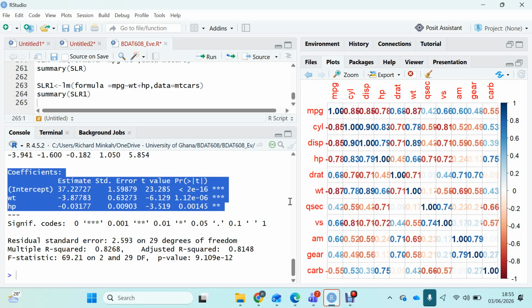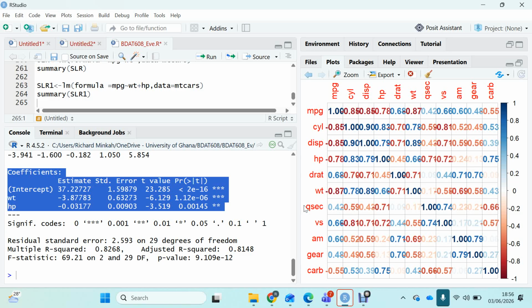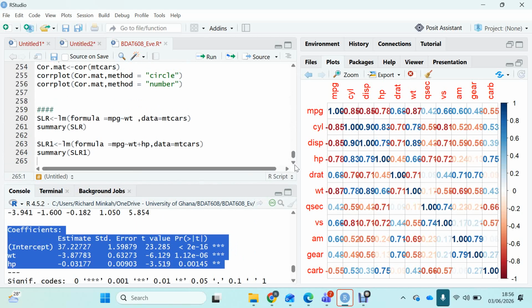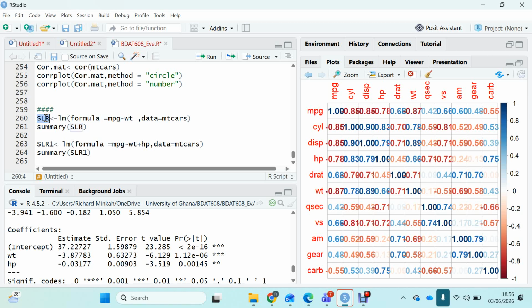Okay, so now look at this. Both variables are important. Weight and horsepower, they are both important. Do you agree? Yes. You look at the multiple regression, the adjusted R squared, we move into the 80s. So this is just to tell you that you can actually build a model on your own. Okay, and you can automate this as well. So these are some of the things you'll be doing.